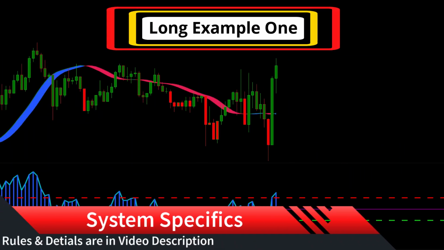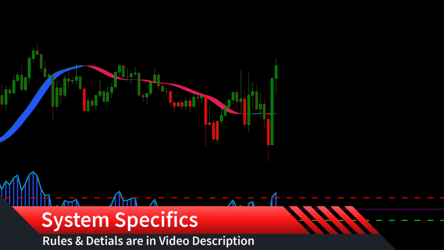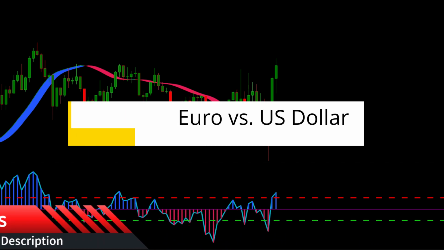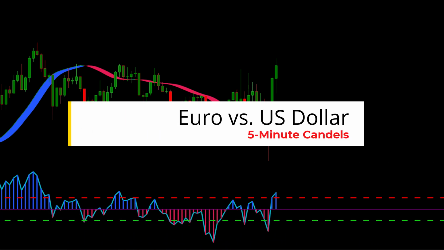Let's go over entry criteria and review some examples. As always, system rules and details are listed in the description below. This chart is Euro versus the US dollar, 5-minute candles.